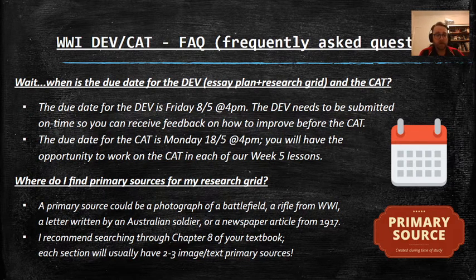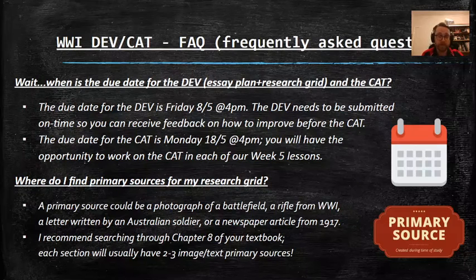Second question I've been getting: where do I find primary sources for my research grid? So a primary source could be a photograph of a battlefield. It could be an actual rifle from World War I that you see like in a museum or something. It could be a letter written by an Australian soldier from Gallipoli to his family back home. Or it could be a newspaper article from 1917.